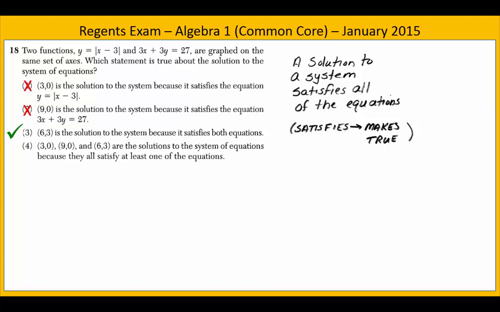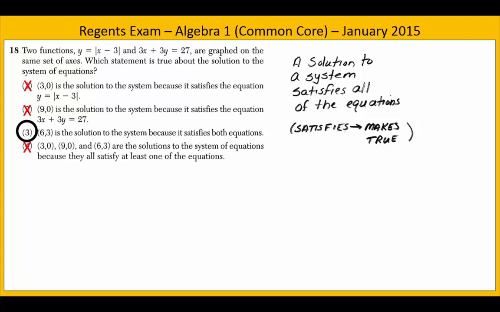Choice 3 makes sense. (6, 3) is the solution because it satisfies both of the equations. That makes sense to me. That's what it means to be a solution to a system of equations. So (6, 3) is a candidate to be an answer for this problem. Let's take a look at choice 4. (3, 0), (9, 0), and (6, 3) are the solutions because they satisfy at least one of the equations. Nope. To be a solution to a system, you have to satisfy both of the equations. And so choice 3 is our answer.